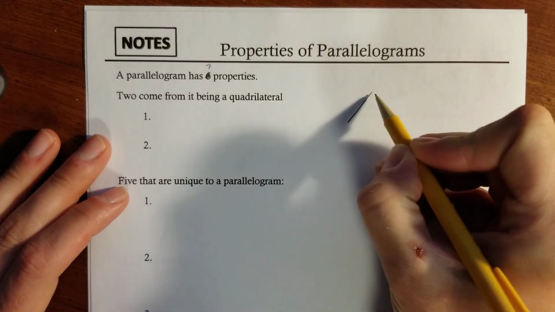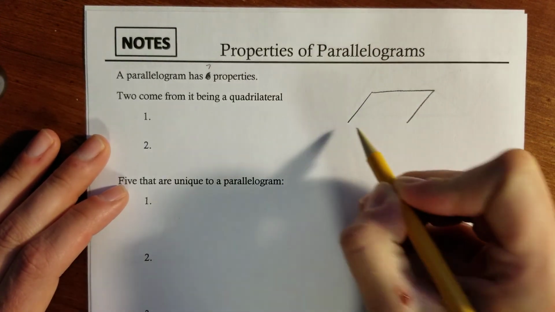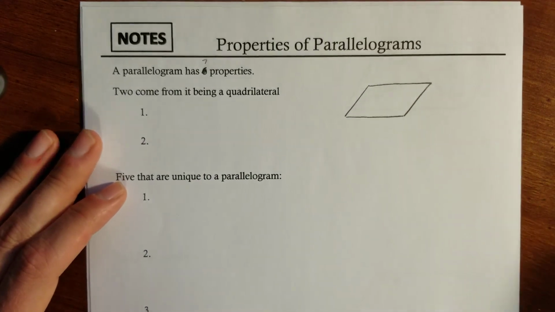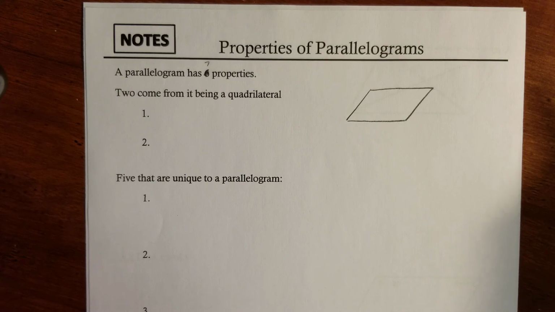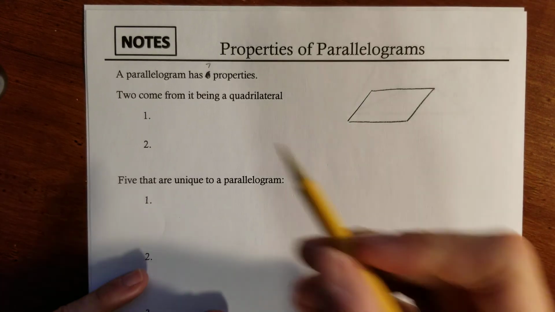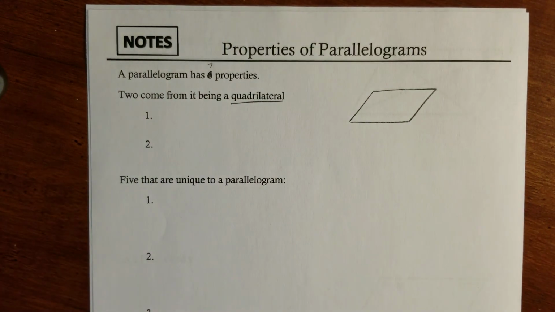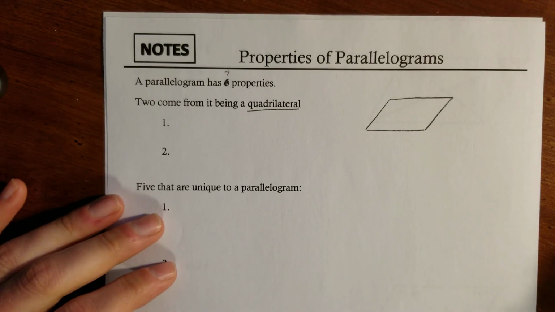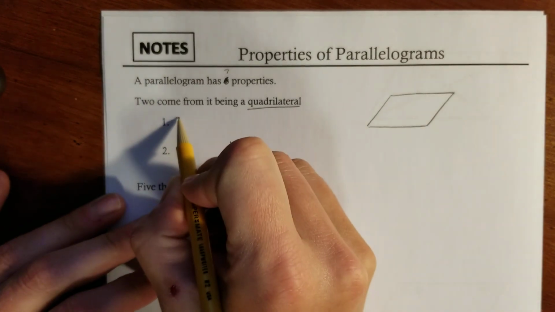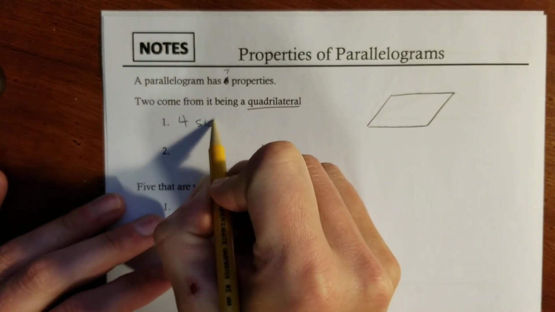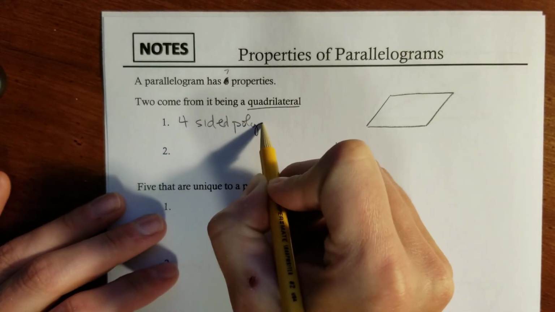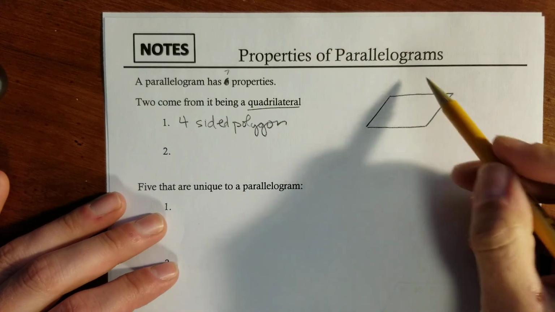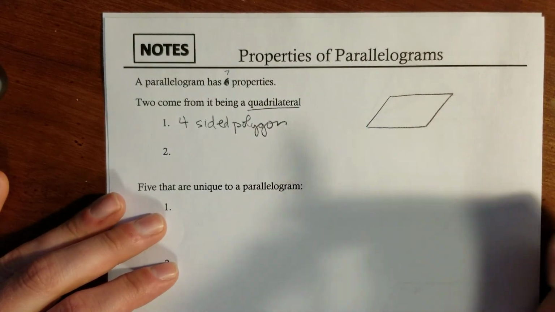Well, first of all, let's remind ourselves what a parallelogram looks like. Parallelograms, just in general, are going to look kind of like this, like a rectangle that's been shoved over a little bit. But because this is a quadrilateral, what does that mean is true? Well, quadrilaterals have 4 sides, so it's going to be a 4-sided polygon. So all parallelograms will have 4 sides.